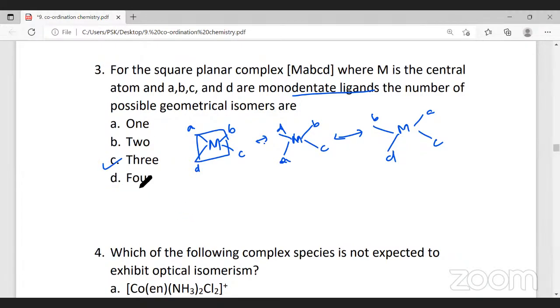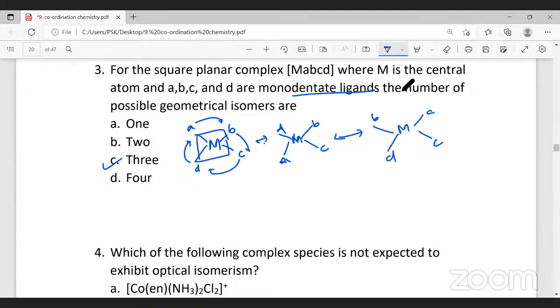You see, listen to this. How do I write this? This is the first isomer. For the second isomer, you shift A here. B will come here. C will come here. D will come here. What will happen, you see?